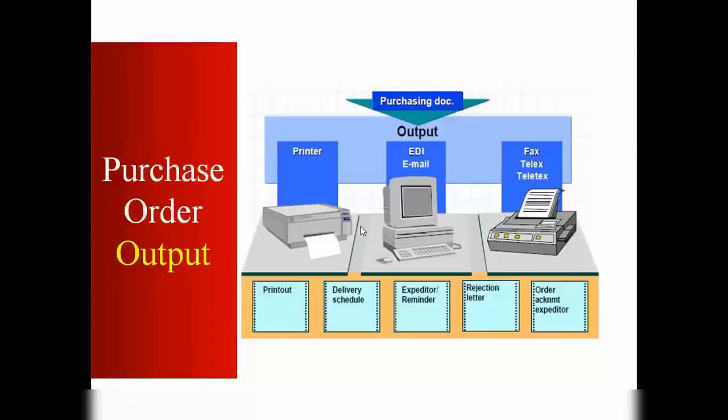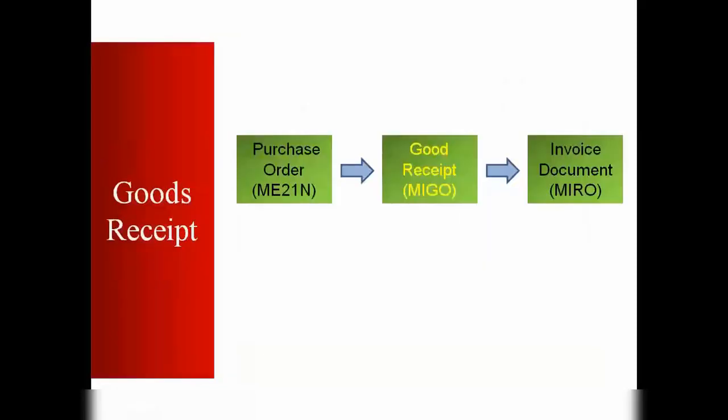Okay, so we'll come back to our previous point where we have created our purchase order. Now the purchase order is created and sent to the vendor. Now what will the vendor do? The vendor will send the goods to us, and our next step will be goods receipt. That's your second step. Let's do the goods receipt using the transaction called MIGO, M-I-G-O.